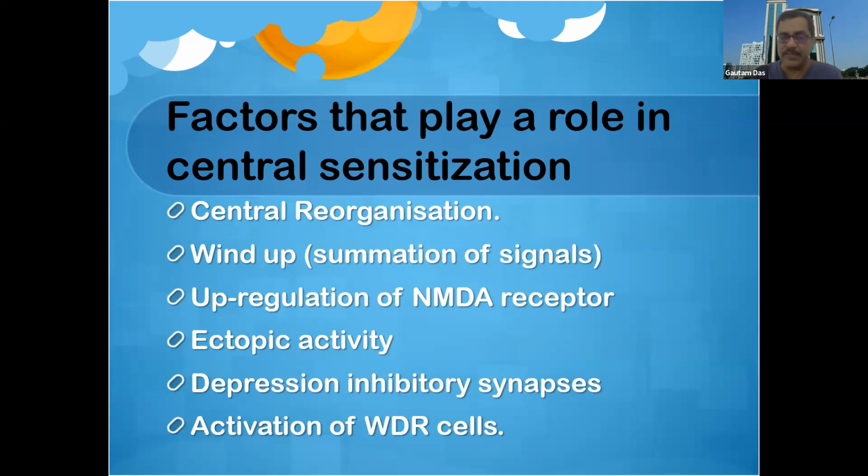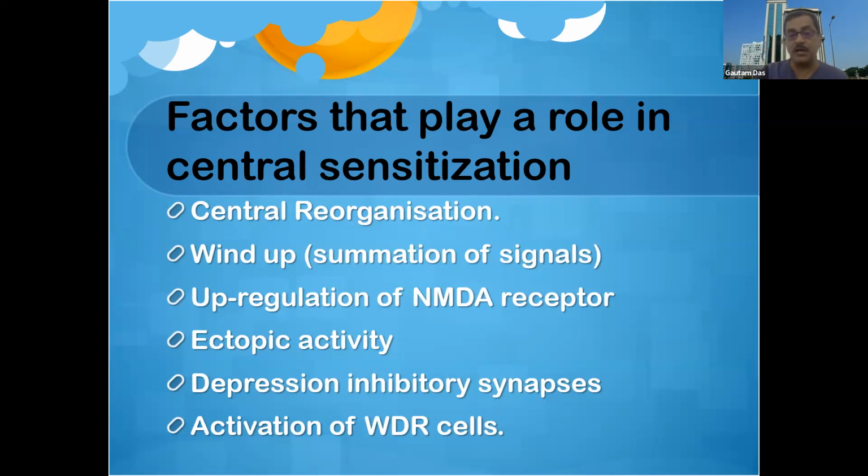Central reorganization, what are the effects? The effect is amplification of the pain. So you can understand the mechanisms of the amplification: one is the descending inhibitory pathway, one is the wind-up phenomenon, one is the upregulation of NMDA receptor activity, and one is the depression of the inhibitory synapses. So altogether, there are a lot of mechanisms for the pain to get amplified.